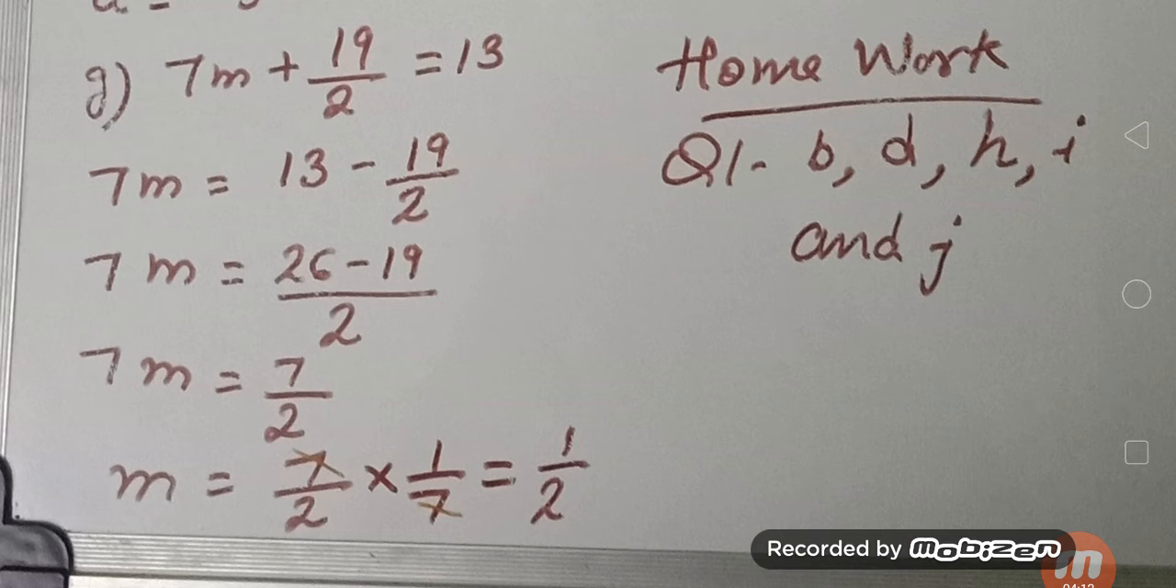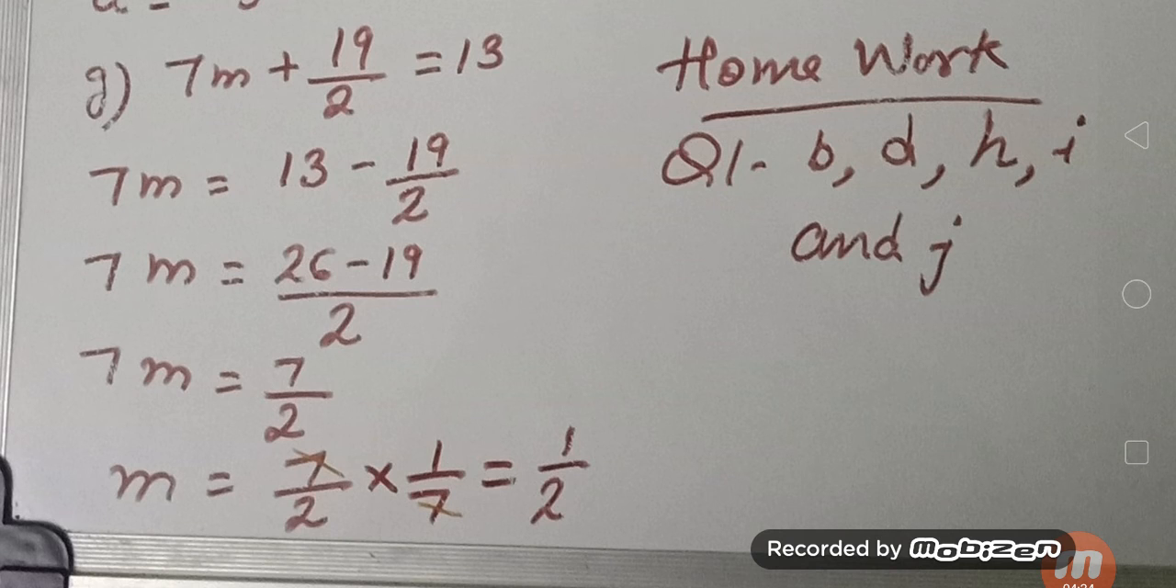Now we will solve 13 minus 19 upon 2. You all know the LCM of the denominators will be 2. 13 is a whole number, it means its denominator is 1. 1 and 2, LCM is 2 only. Now 2 into 13 is 26, and here it will be 19 only. Now 26 minus 19 is 7, so it will be 7 upon 2.